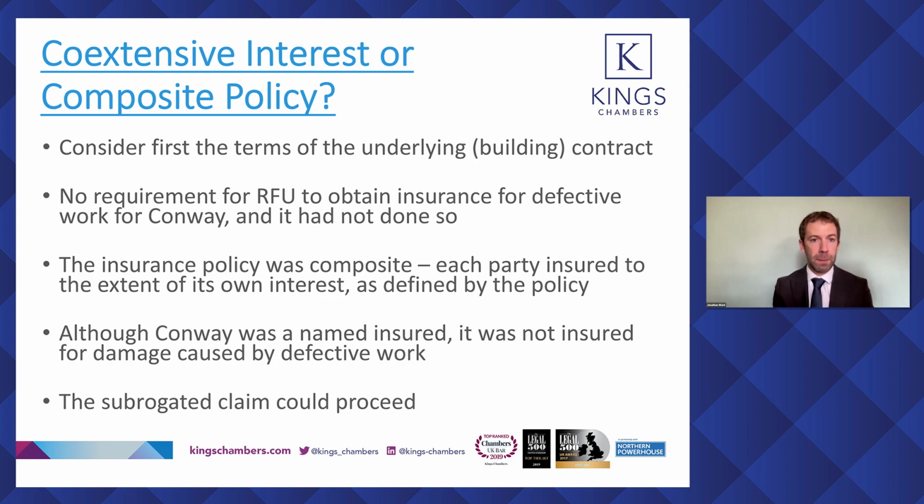So accordingly, whilst the RFU was covered for the consequences of defective work and the insurer had paid out, Conway wasn't covered. Conway's insurance was limited to the scope of insurance it was entitled to expect under the JCT contract, and it therefore followed that there was a liability on the part of Conway to RFU. That liability wasn't precluded by the existence of joint insurance, and so the insurer could pursue its subrogated claim.